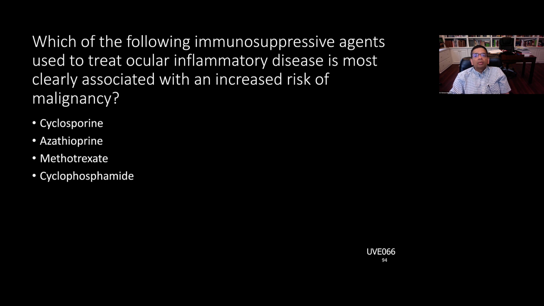Which of the following immunosuppressive agents used to treat ocular inflammatory disease is most clearly associated with increased risk of malignancy? Cyclosporin, azathioprine, methotrexate, or cyclophosphamide? Okay, so yes, cyclophosphamide, because it's an alkylating agent, especially after a 35-gram cumulative dose, you're going to increase the risk of malignancy.